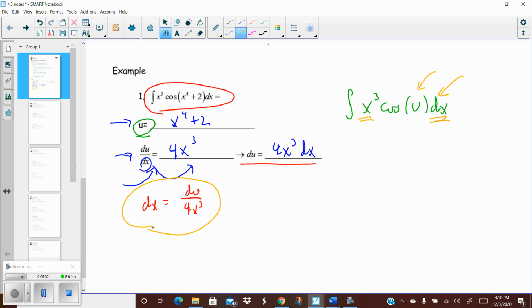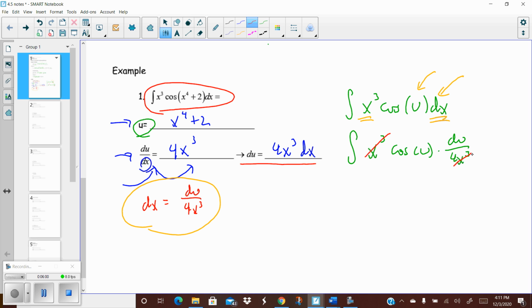So now I have a way to get rid of dx. I can substitute du over 4x cubed in there. So I'm going to have the integral of x cubed cosine of u times the new dx, which is du over 4x cubed. And wouldn't you know it, through a little bit of algebra, the x cubes will cancel out. Now all I have left are terms of u.